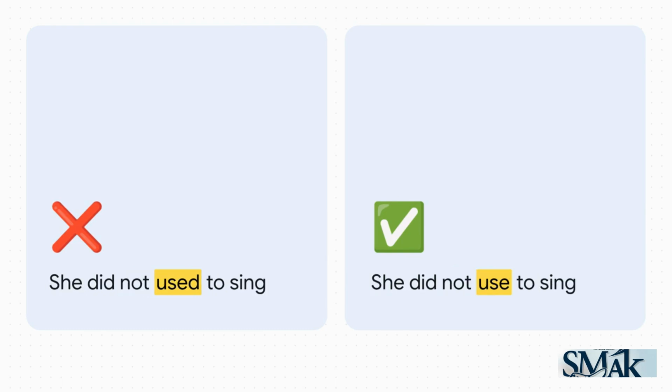And here is the big one we just warned you about. "She did not used to sing." Because we have the phrase did not right there in the sentence, the following verb must revert to its very first form. That means we have to drop the D from used. So the totally correct way to say this is, "she did not use to sing." If you can master this specific rule, you will completely eliminate a massive percentage of grammar errors in your daily speech. Literally a game changer.